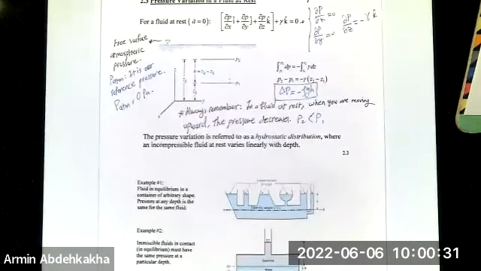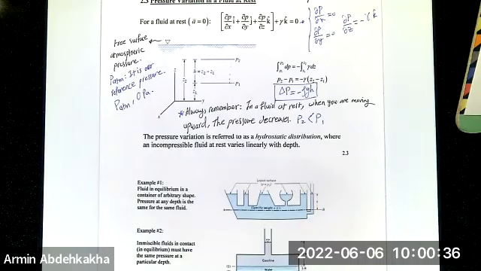And what else do you have to know about the pressure variation in hydrostatic distribution? Hydrostatic means that hydro gives you the meaning of the fluid. Static means that it is at rest. Fluid is incompressible and pressure is only a function of depth.